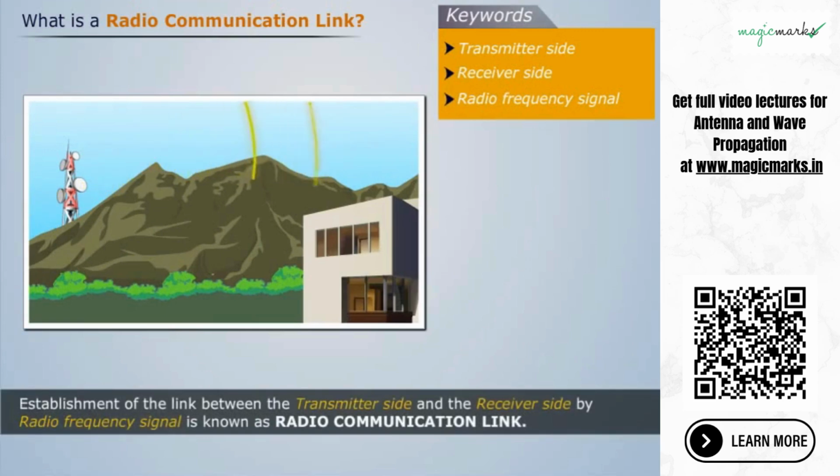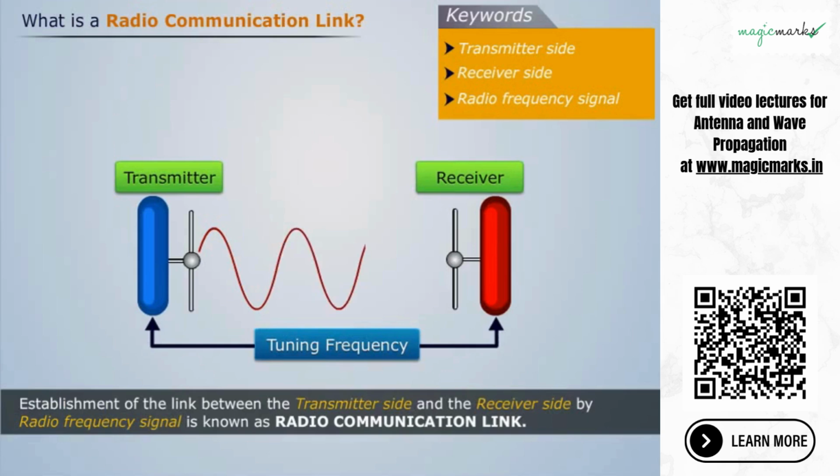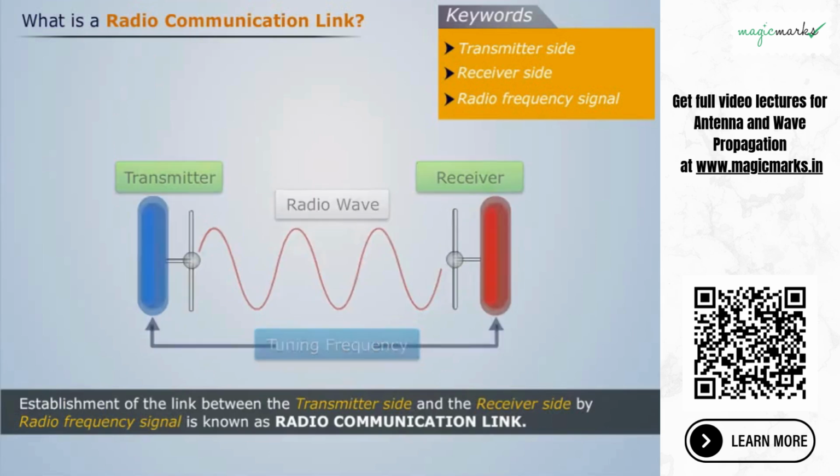Thus, we can conclude that establishment of the link between the transmitter side and the receiver side by radio frequency signal is known as radio communication link. Now let's consider how the whole radio communication link works.